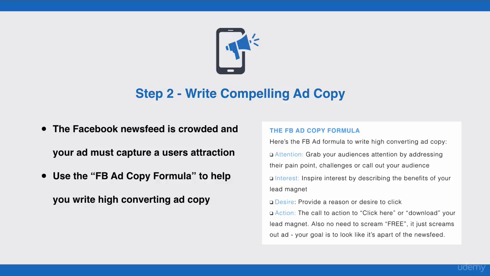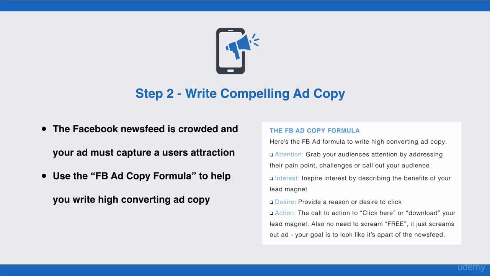1. Attention. You need to grab your audience's attention by addressing their pain points, challenges, or calling out your audience. However, in Facebook advertising policy, you can't call out any personal attributes, so remember that. For example, you can say, "Hey New Yorkers," so you can grab attention by calling out the city name.